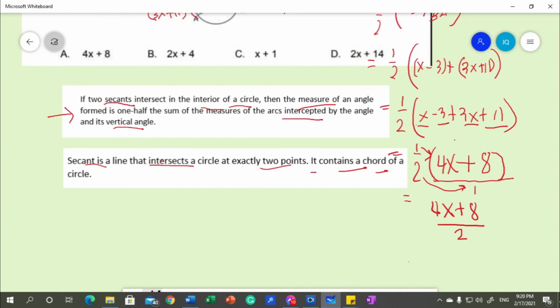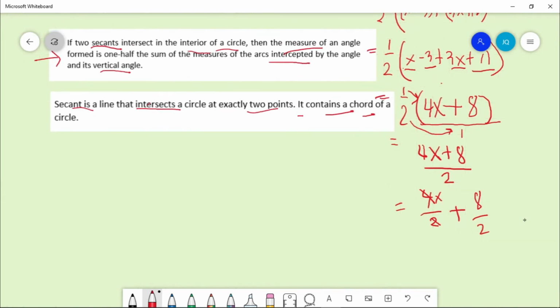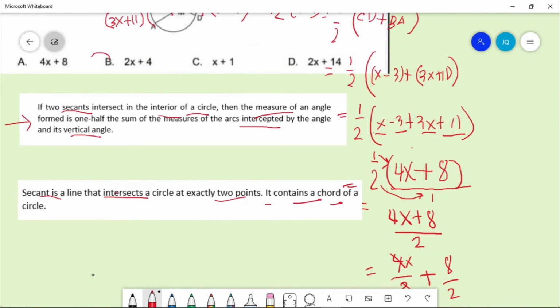We are going to expand so that you will not be confused in reducing. So this one in expanded form is 4x over 2 plus 8 over 2. Cancel, cancel, because it is divisible by 2. So 4 divided by 2 is 2x, plus 8 divided by 2 is 4. So the measure of angle CMD is equal to 2x plus 4, and that is letter B.